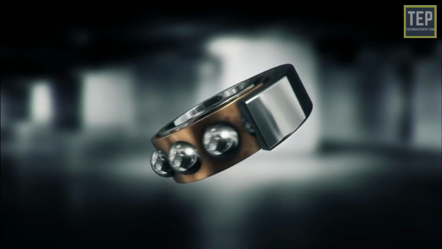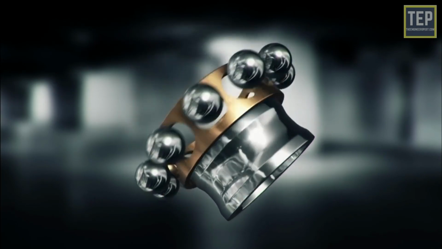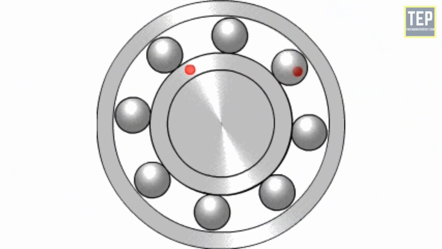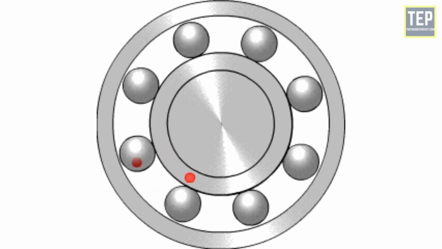Ball bearings are one of the most common types of bearing. They consist of a row of balls as rolling elements. The balls are trapped between two annulus-shaped metal pieces. These metal pieces are known as races. The inner race is free to rotate, while the outer race is stationary.